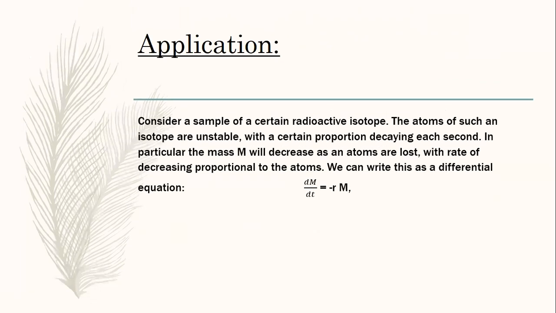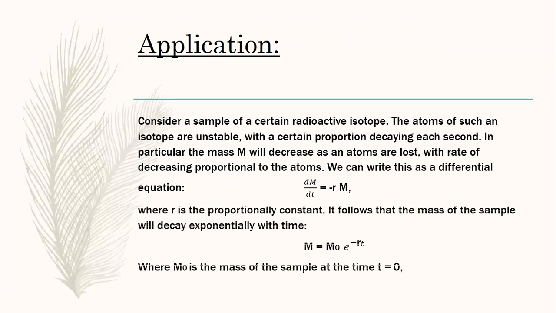Consider a sample of a certain radioactive isotope. The atoms of such isotopes are unstable, with a certain proportion decaying each second. In particular, the mass m will decrease as atoms are lost, with the rate of decrease proportional to the number of atoms. We can write this as a differential equation: dm over dt equals minus r m, where r is the proportionality constant, and it follows that the mass of a sample will decay exponentially with time.